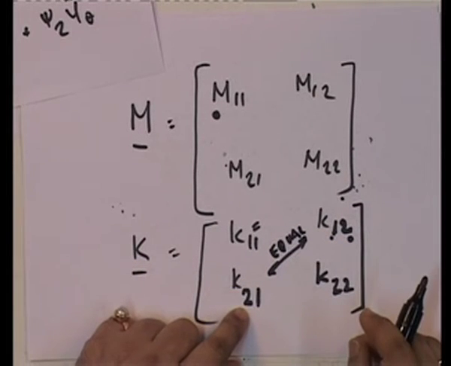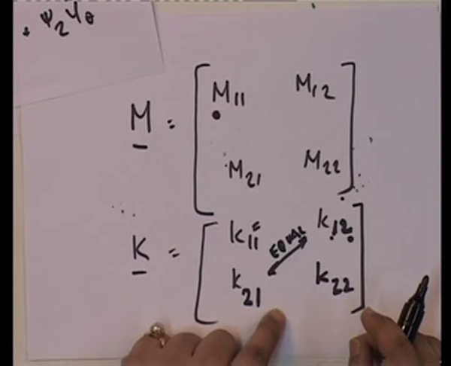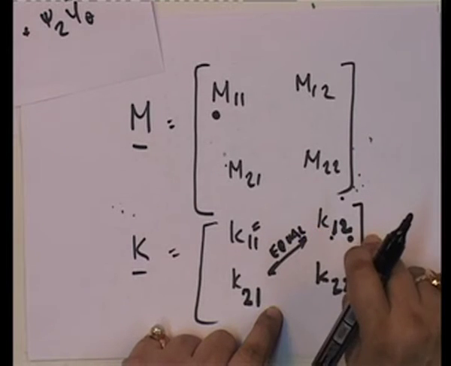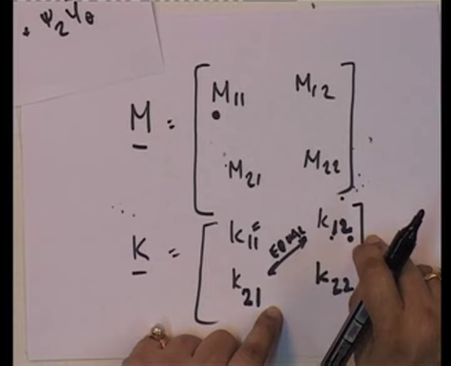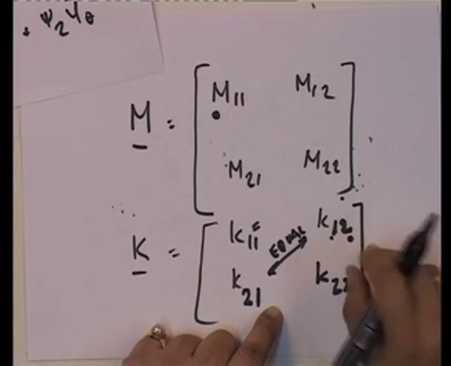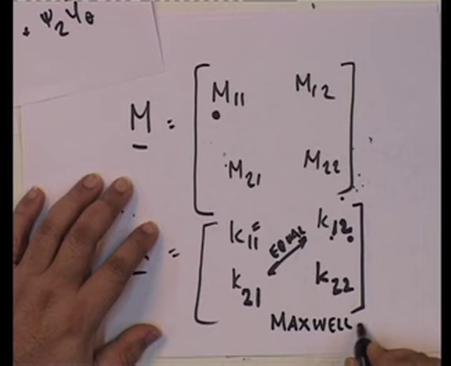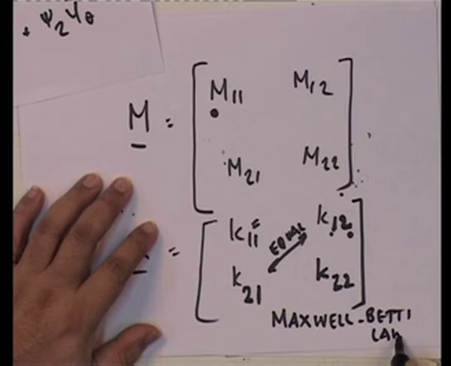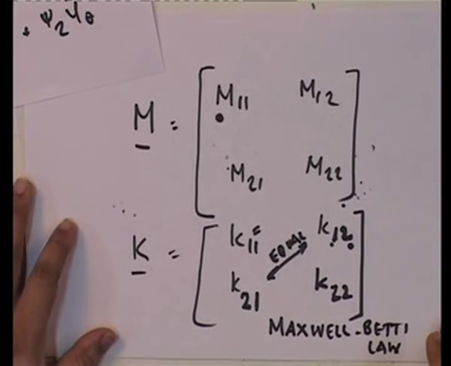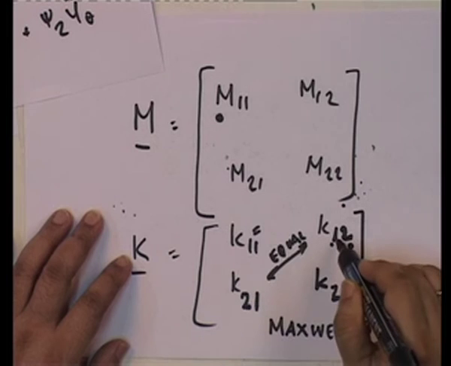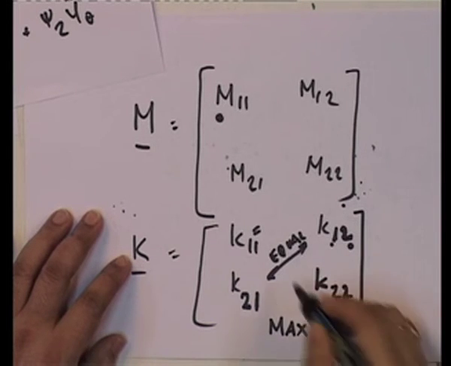Force corresponding to degree 2 due to a unit displacement at 1 is equal to the force at 1 due to a unit displacement at 2. Which law does this remind you of? This is the Maxwell-Betti law, which essentially says that the force at 2 due to displacement at 1 is equal to the force at 1 due to displacement at 2. So, they have to be equal.